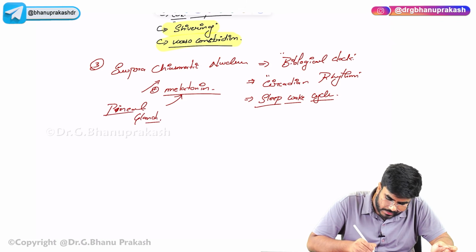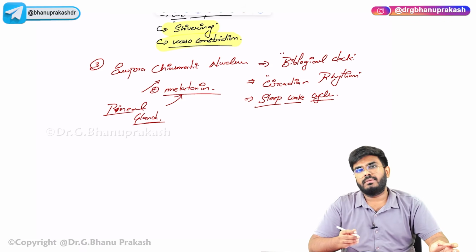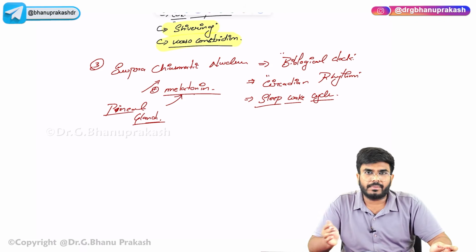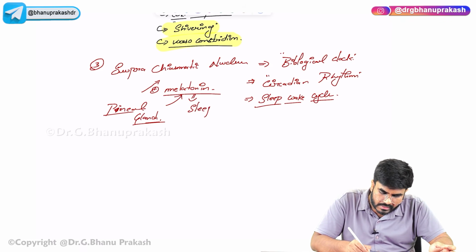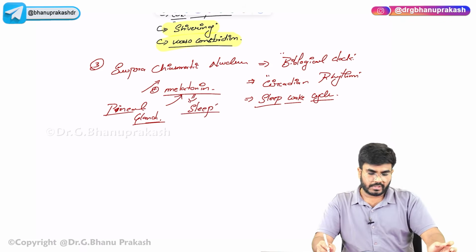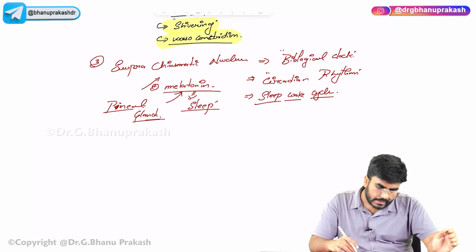Okay, the pineal gland is going to produce melatonin, and melatonin is actually going to take you to sleep. It's going to induce the sleep. It's a sleep neurotransmitter, helpful for sound sleep. Okay, suprachiasmatic nucleus, biological clock, that's it.